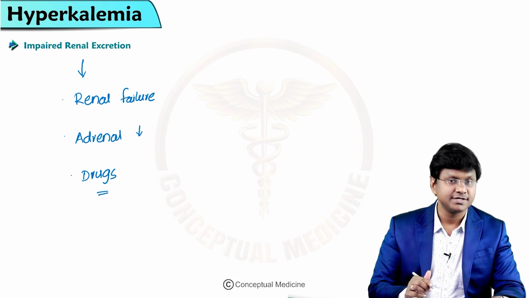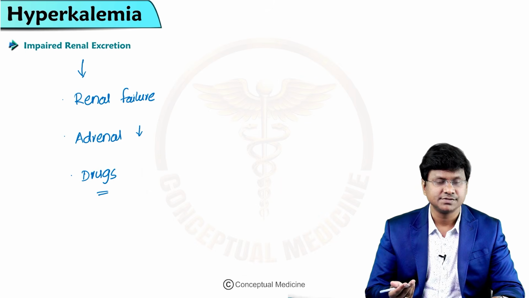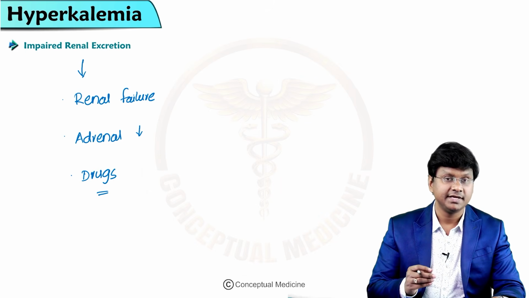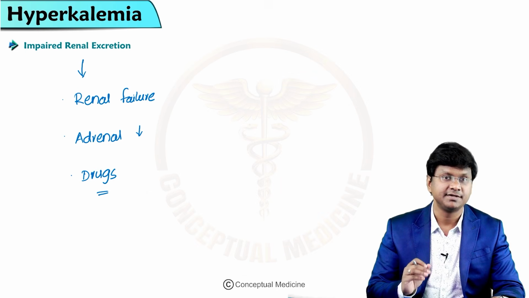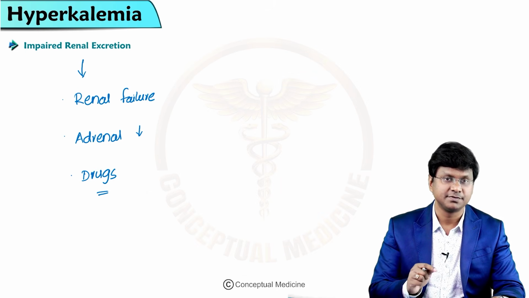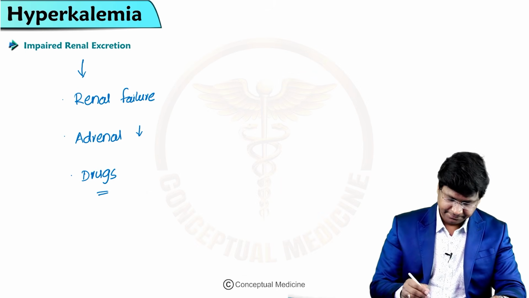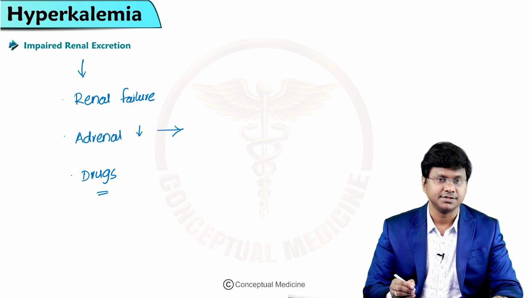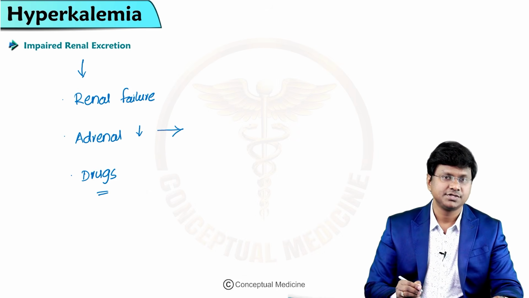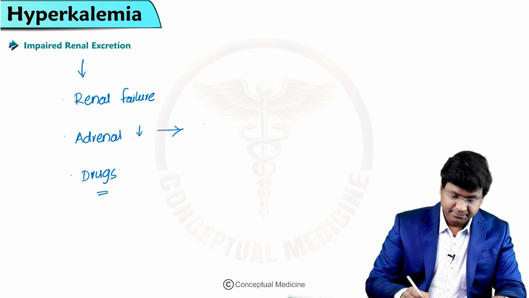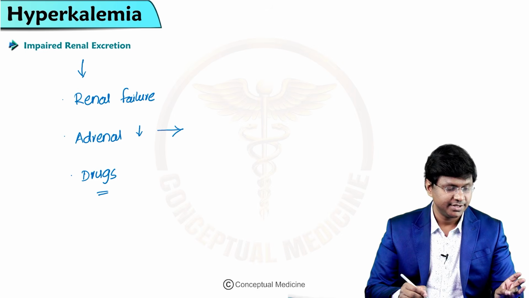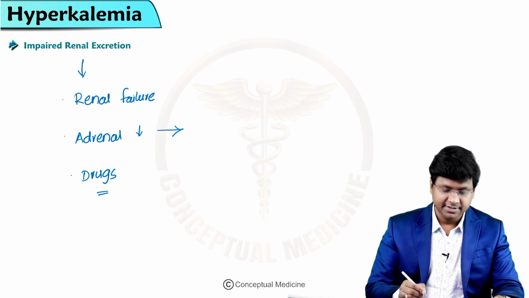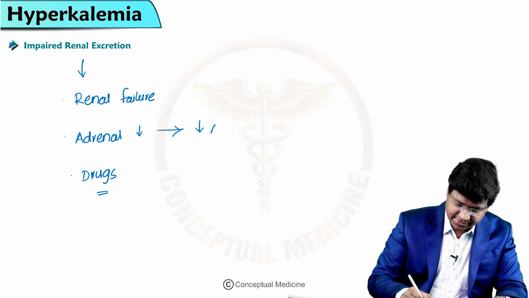Now, in case of renal failure, the kidney is not in a state to excrete potassium, and that will be responsible for the development of hyperkalemia. Next, in case of adrenal insufficiency, there will be a decrease in corticosteroids, a decrease in aldosterone, and a decrease in the weak sex hormones. Now, in adrenal insufficiency, you have a decrease in aldosterone.